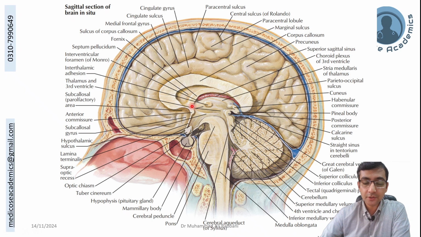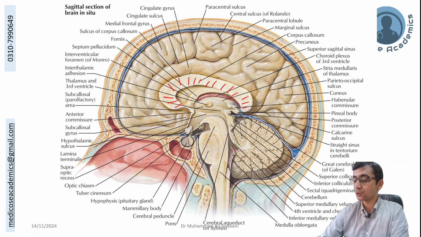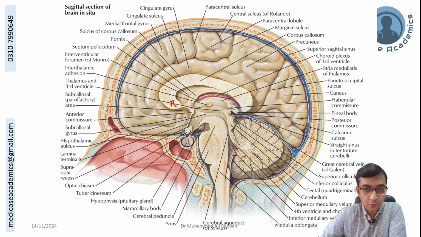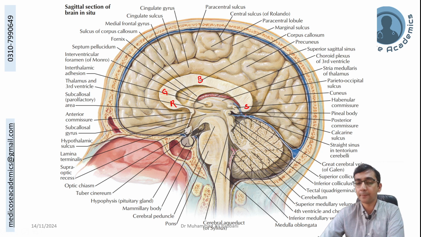Okay, now let us focus on the structures that are not included in the diencephalon. We will start with this. So this is the corpus callosum, horizontally running fibers from right to left, joining the two hemispheres. It has different parts. This is the rostrum, the bent part is the genu, the whole extension is the body, and the last part is the splenium.